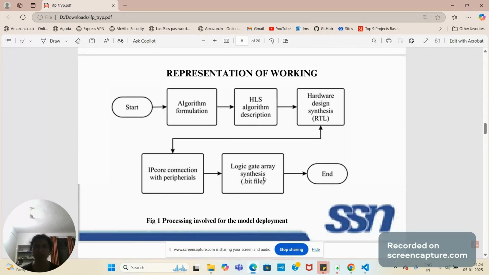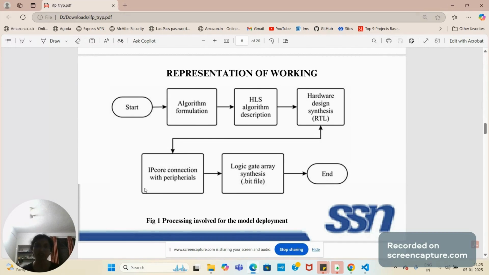So this is the representation of how exactly we want to deploy the model in the FPGA board. First, we want to formulate the algorithm for the code, the CNN model, which is going to be written in Python. After the algorithm is formed, it is going to be transported into an HLS algorithm description, like in C++, so that it can be transferred into RTL. So hardware design synthesis, RTL, is later going to be done.